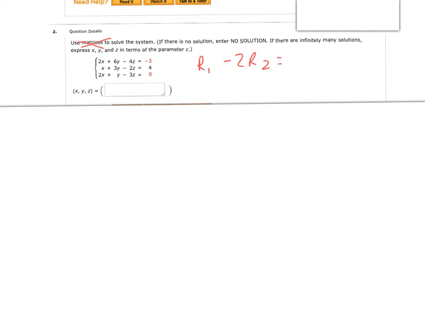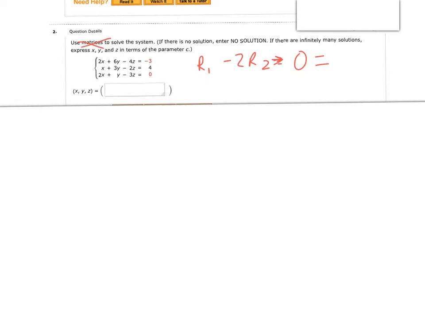So row 1 is 2x minus 2x is gone, and then I get 6y minus 6y is also gone, and then negative 4z plus 4z is gone. So actually this turns into 0 on the left-hand side. It so happened that all of my variables cancel when I did this. I was just trying to eliminate x, but everything canceled. So I do need to see what that ends up with.